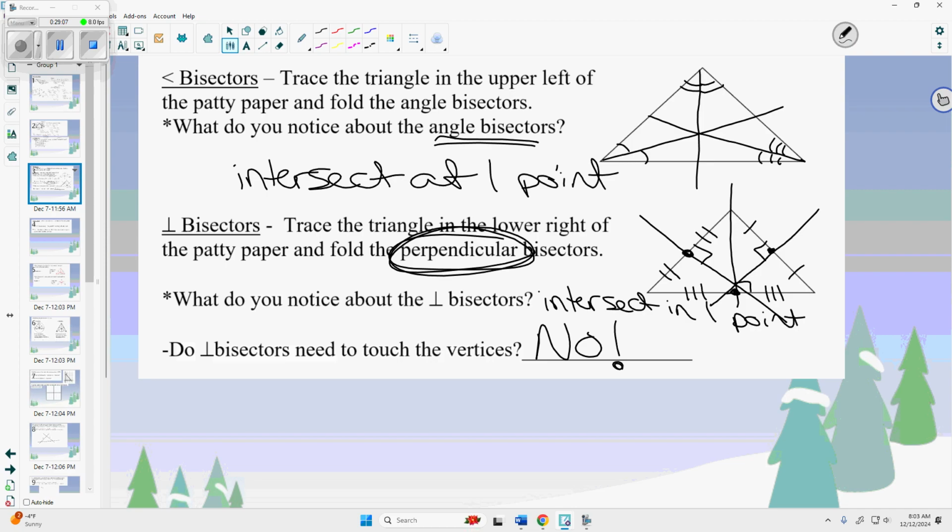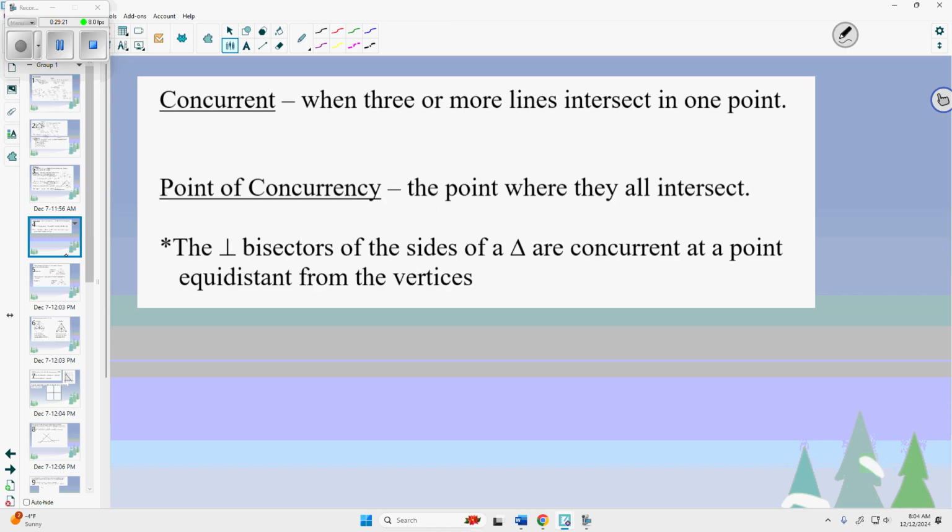So in both of those situations, they intersected at one point. There's a word for that. It is concurrent. Concurrent is when 3 or more lines intersect in one point. That just happened in both those triangles. The point where they meet is called the point of concurrency. So that single point where all 3 of those lines met is called the point of concurrency.